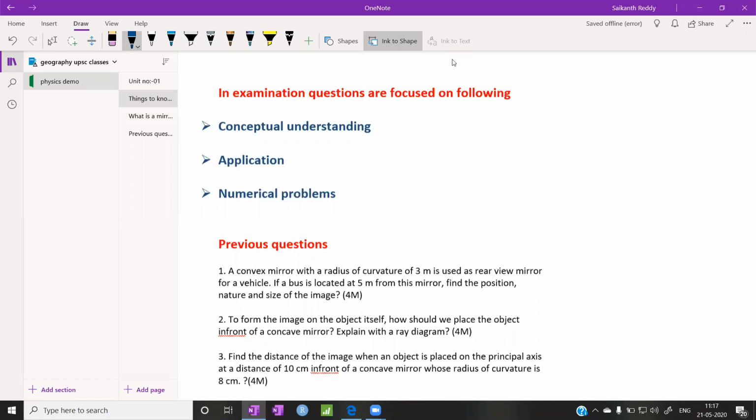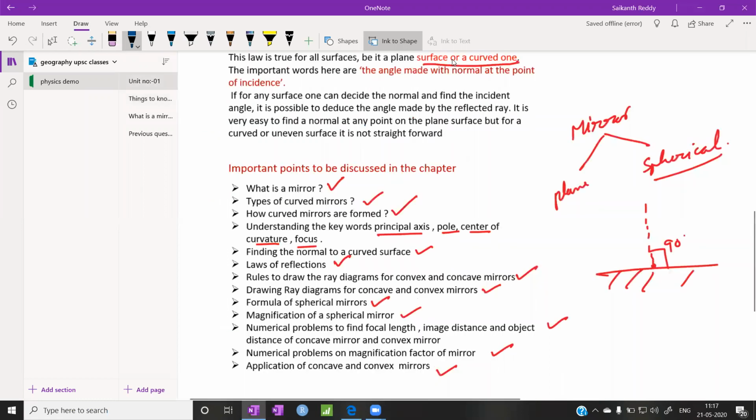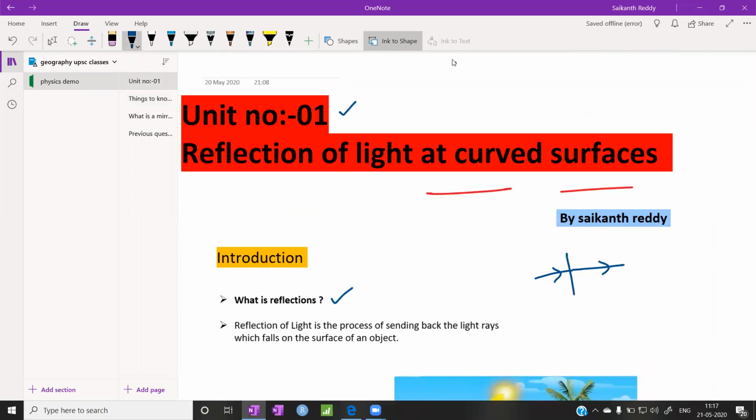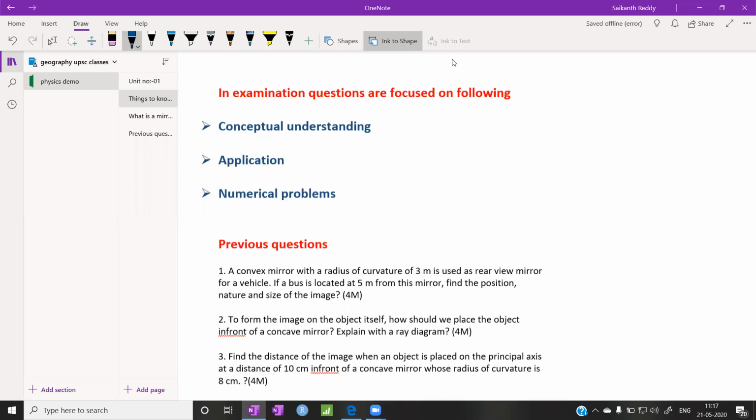So in the previous class we discussed the introduction, right? This is the chapter we are discussing: reflection of light at curved surfaces. Let us understand something in detail. I have raised some questions for you.